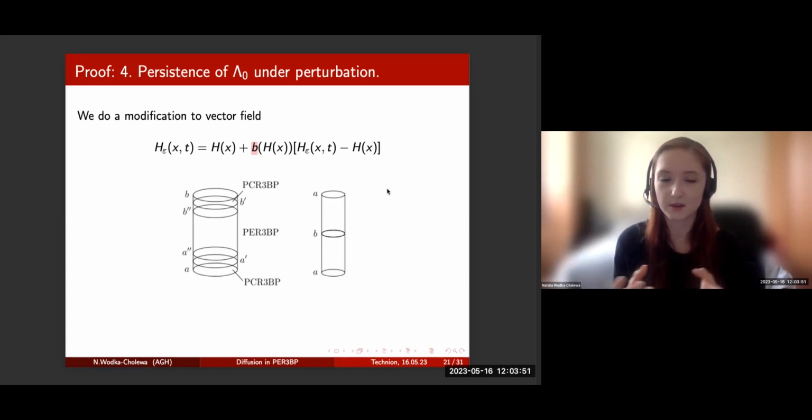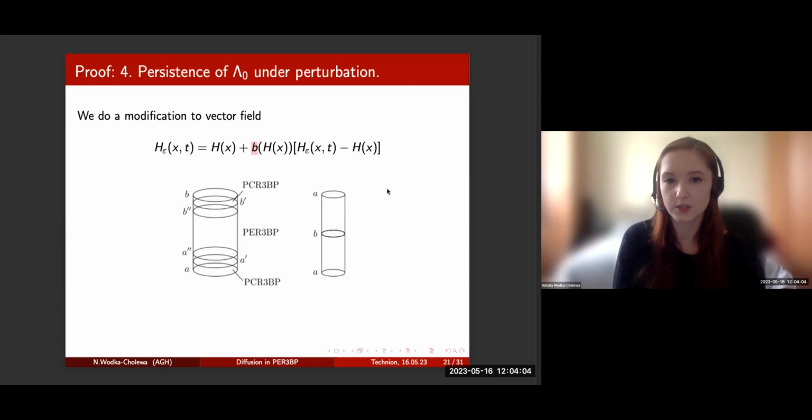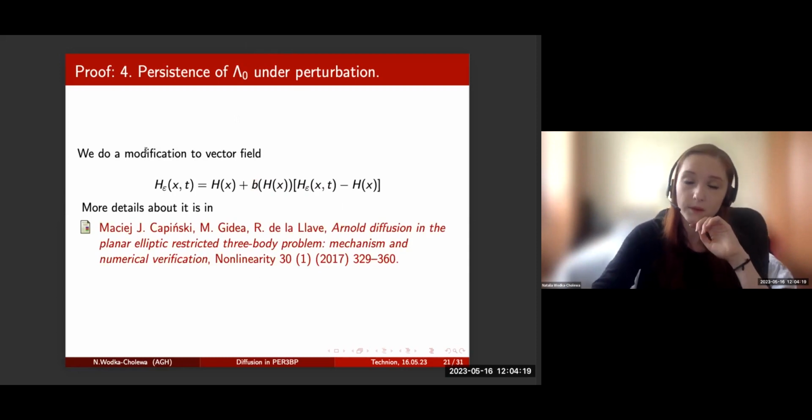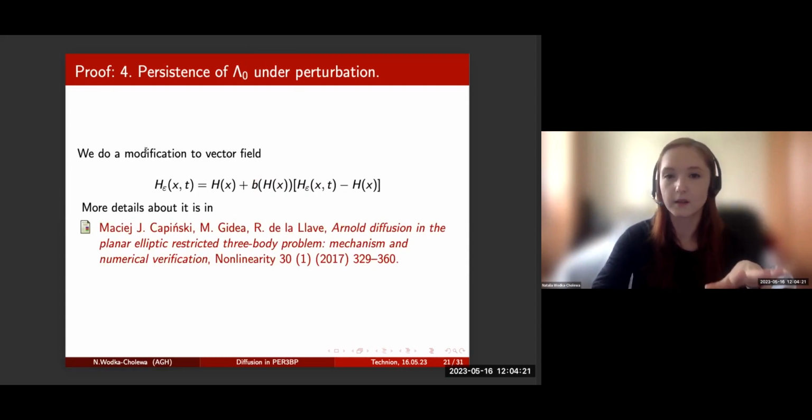It sounds crazy because you have all these dimensions and you don't know where they are, but it's a complicated idea, but it gives you the smooth connection between the circular and the elliptic one, and then after this modification to the Hamiltonian, you can treat this lambda 0 as a torus because it will look like this. If you want to know something more about it, here's a paper that has every detail about this gluing, how to do it, and why this works.